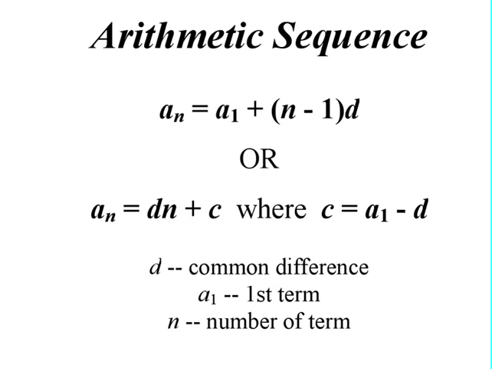But the formula for an arithmetic sequence: a sub n equals a sub 1 plus n minus 1 times d, or a sub n equals dn plus c, where c equals a sub 1 minus d. d is your common difference, a sub 1 is your first term, and n is the number of terms that you're looking at. So go ahead and get that down. So now we're going to look at a few problems after you get that down.